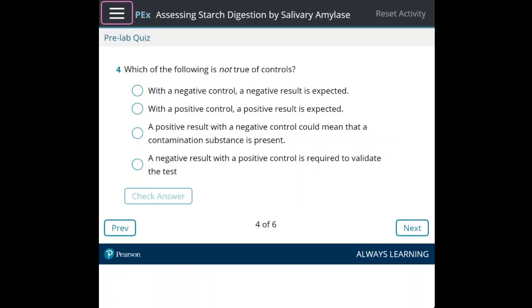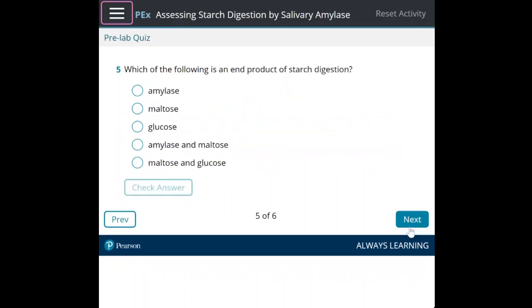What do you think there, guys? What do we do? We didn't really talk about positive and negative controls, but based on what those terms usually mean, what do you think the answer is? Everybody agree with Andrew? Choice number 3? Yeah, good job.